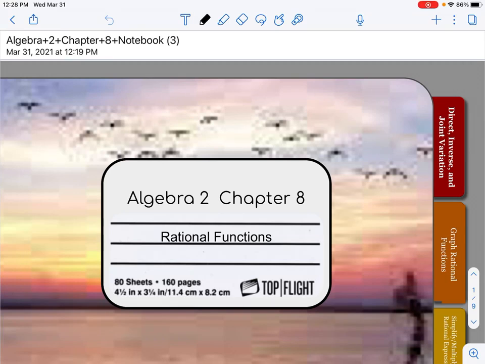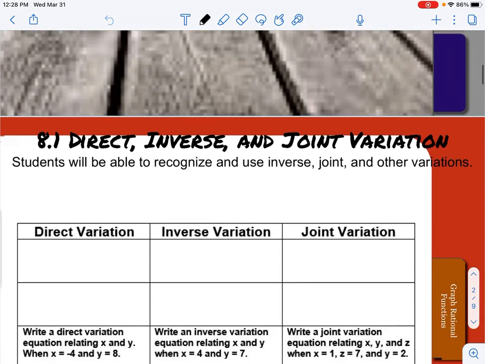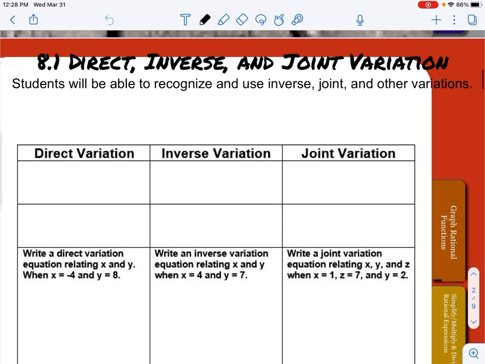Hello, today we are going to start covering Chapter 8 called Rational Functions. And 8.1 is direct, inverse, and joint variation. So you guys will be able to recognize and use each of these types.